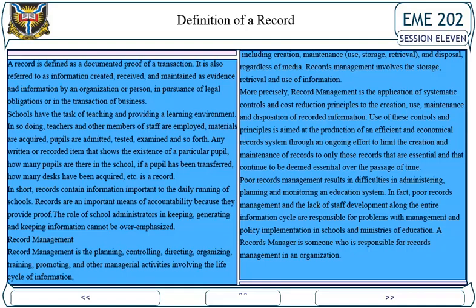Poor records management results in difficulties in administering, planning, and monitoring an education system. In fact, poor records management and the lack of staff development along the entire information cycle are responsible for problems with management and policy implementation in schools and ministries of education. A records manager is someone who is responsible for records management in an organization.